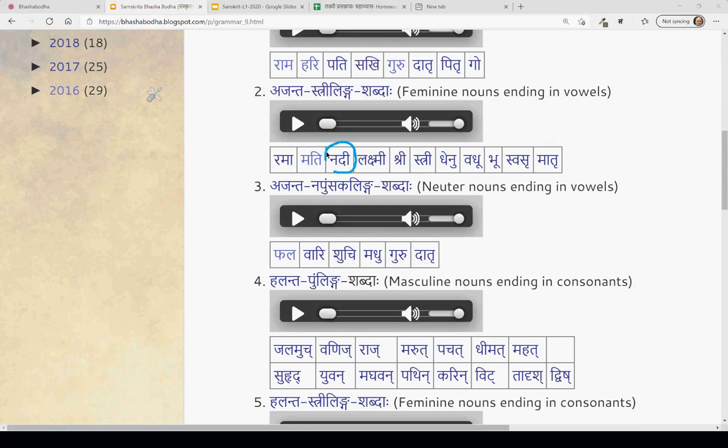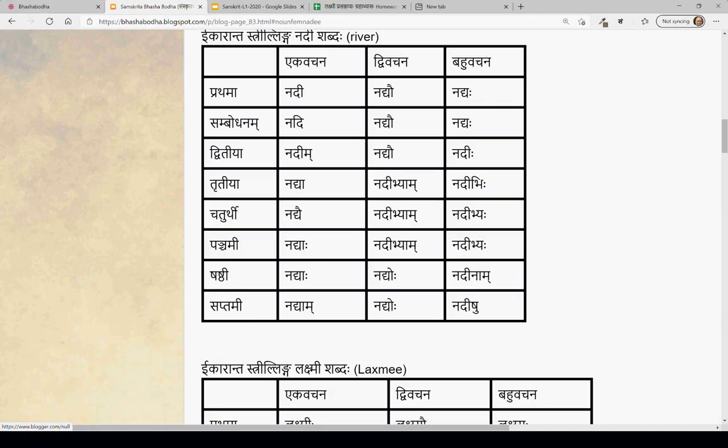So for example, here we have Nadi, right? If you want to look it up, just click on this, and you see this table here. We have Nadi, and Bahuvachanam is Nadyaha. Dvivachanam form is also there. Also take a look at the Dvivachana form. Though in this first level class we are not going to practice it, you should know them. When there are, suppose, two rivers or two daughters, what will be the form?